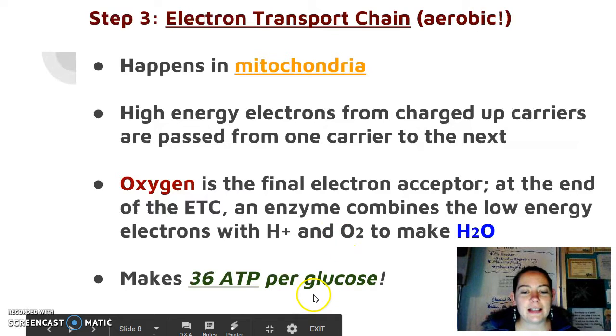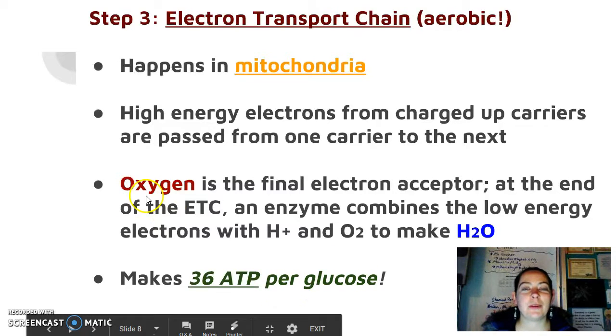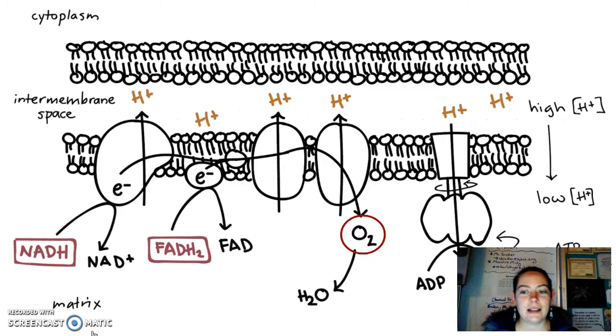And then this step makes a whole lot more ATP. So around 36 ATP is what we get per glucose. So this is a really important step. That's why it's so important to have oxygen. And then here's a picture.